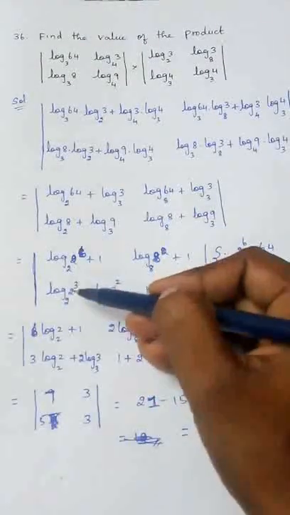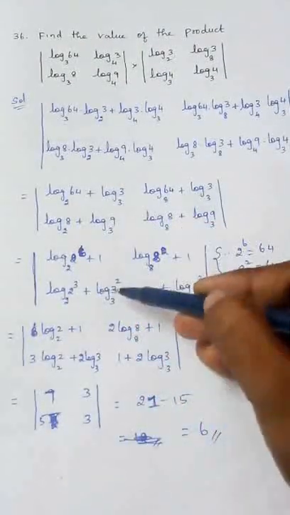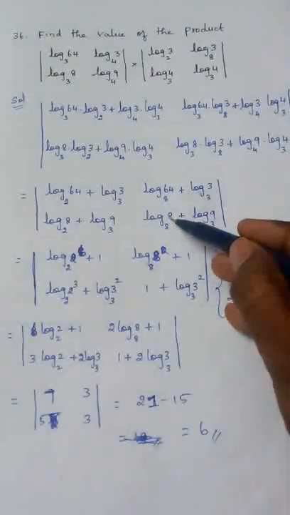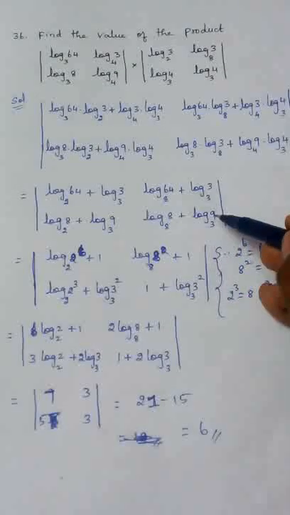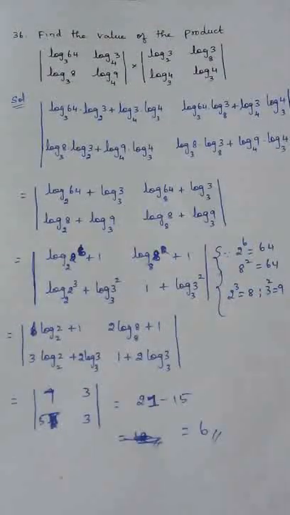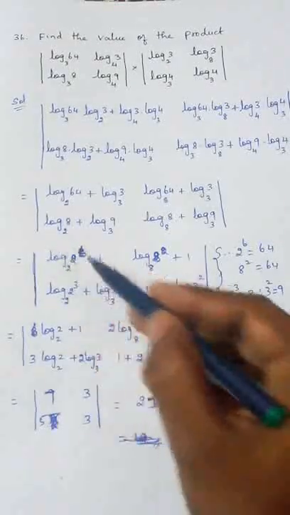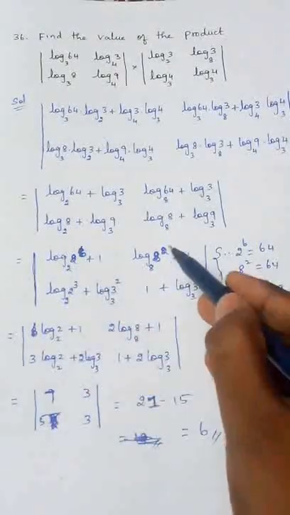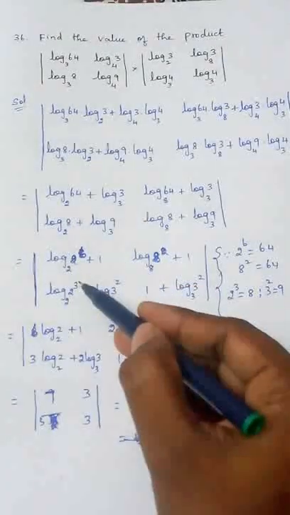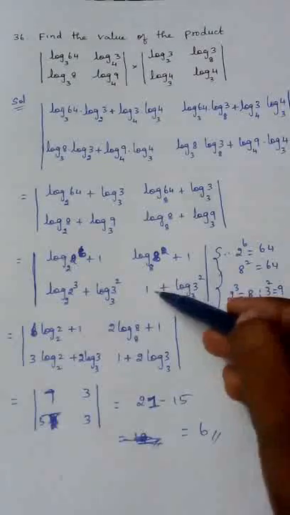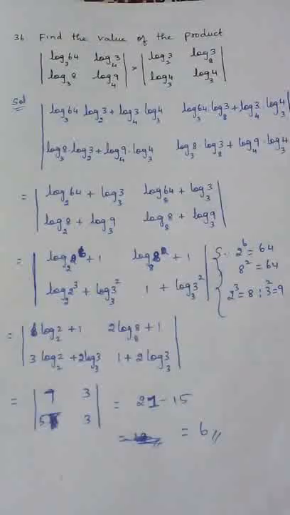Similarly, 8 is written as 2 power 3. 9 is written as 3 power 2. According to the base we are writing. Similarly, log 8 base 8 means 1 plus, 9 is written as 3 square. So using power rule, 6 can be brought forward. 6 if brought forward, it comes like this. 2 can be brought forward. 3 can be brought forward. 2 can be brought forward. Again, this 2 can be brought forward using power rule.